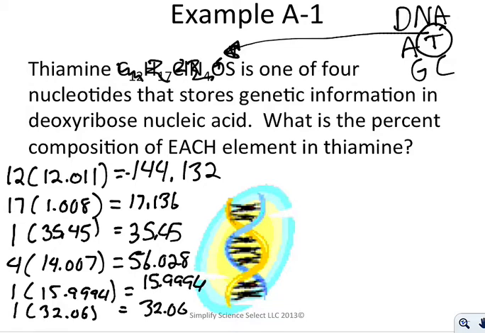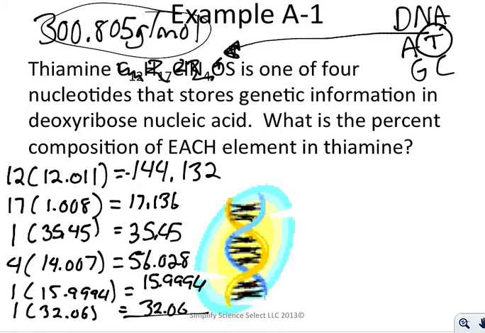Now, when you take all of these things and add them together, what you're going to get is the atomic mass of thiamine. And the atomic mass of thiamine, when you add all those things together, is 300.805 grams per mole. That's where that 300 number came from. So now you've got this 300.805 number. What that represents is the total mass of the molecule. So if I want to find the percentage that each element contributes, what I would do is divide each one by that 300.805.